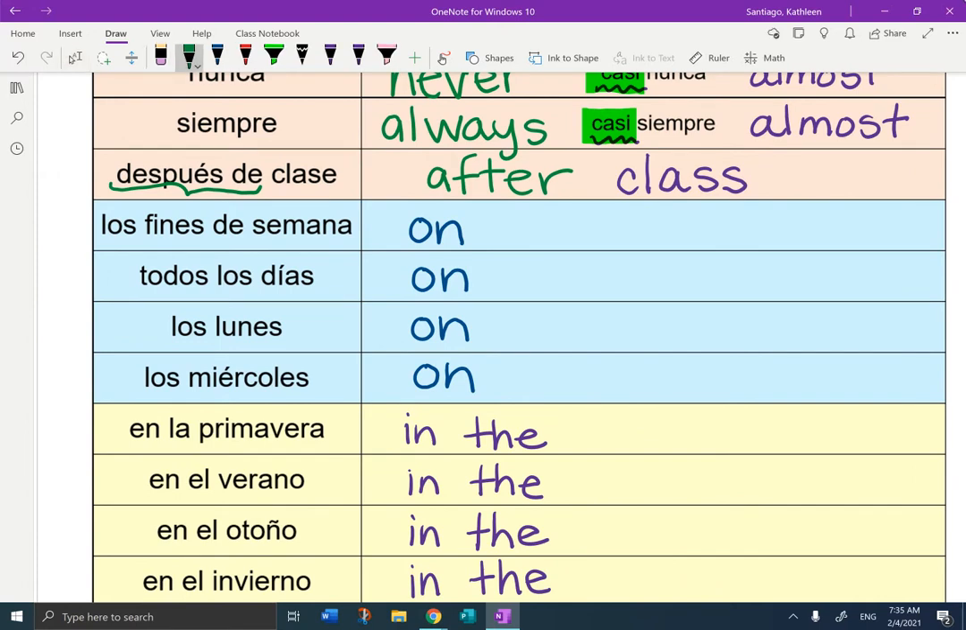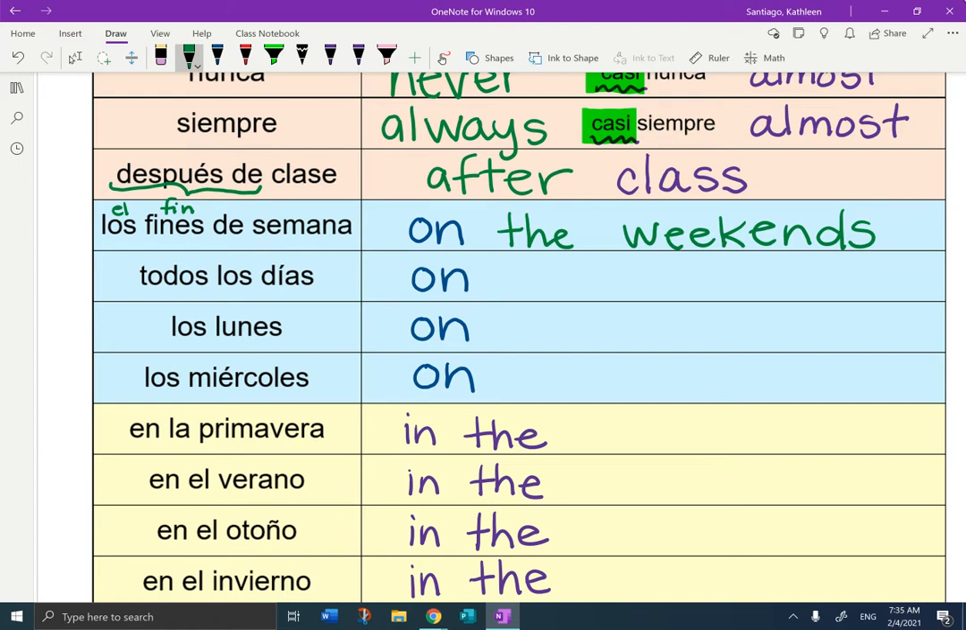Los fines de semana. Now, we've made fin plural. So, on the weekends. On the weekends, I do that activity. Yo voy al cine en los fines de semana. If I wanted to say this weekend, el fin de semana, get rid of the plural and make it el and then fin.